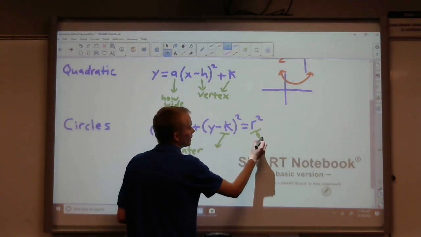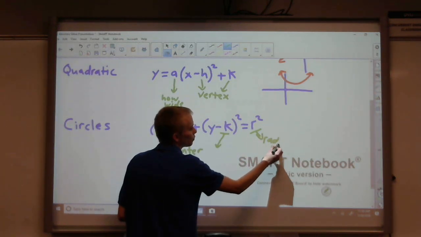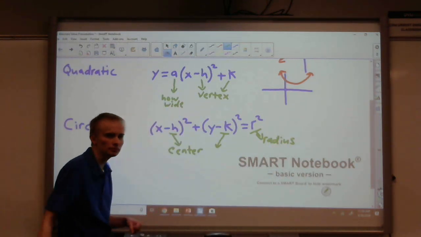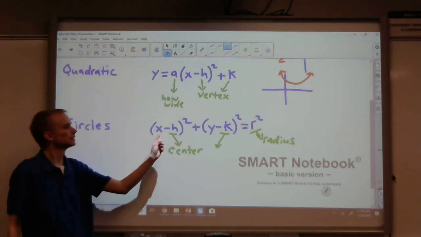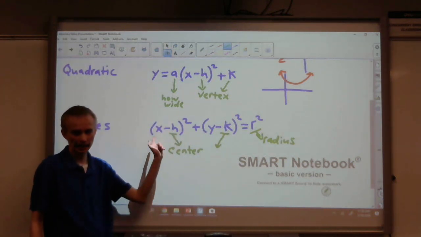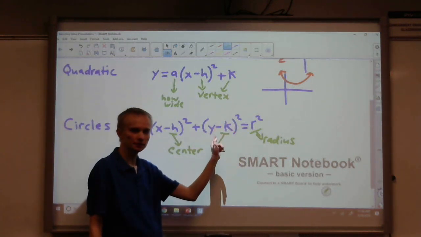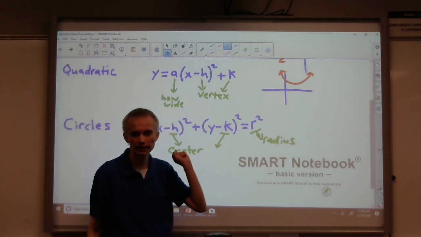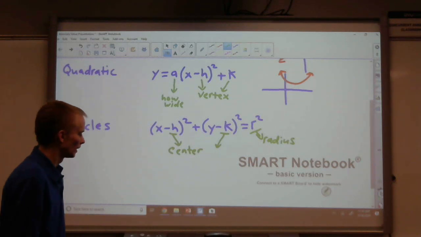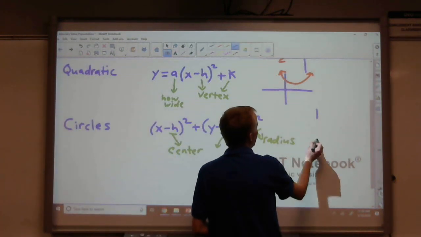And then this r here is the radius, right? So we have x minus something, that's the x coordinate of the center. This is the y coordinate of the center, equals the radius squared, okay? And what do the graphs of these look like?